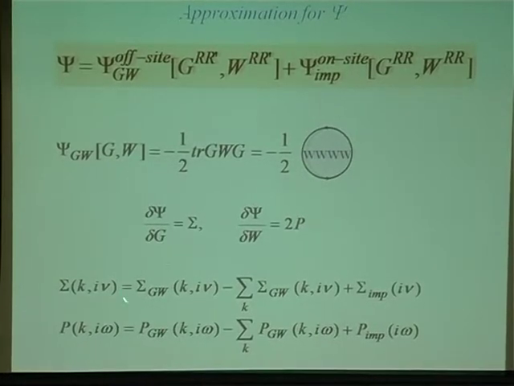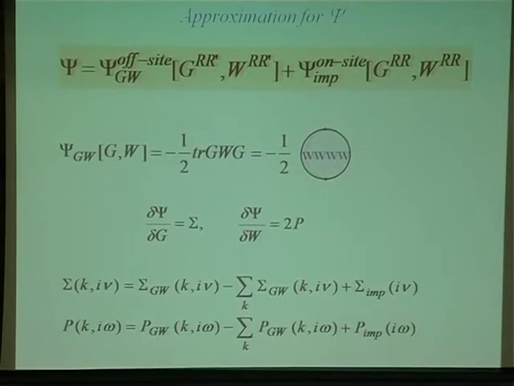When we add the two self-energies, the GW self-energy and the impurity self-energy, there's an overlap between them. That is, the local part of the GW is already contained in the impurity self-energy. So what we have to do is subtract the local component of the GW self-energy. This is this part here. And we have to do the same for the polarization.